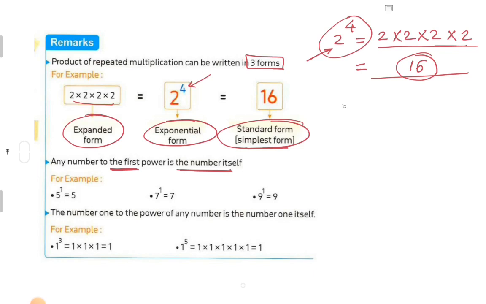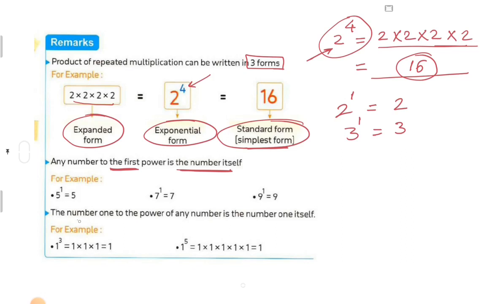But 2 power 1, what does that mean? That means I multiply 2 just one time. 2 power 1 equals 2. 3 power 1 equals 3. Just one time, so it's itself. 5 power 1 equals 5. 7 power 1 equals 7. 9 power 1 equals 9.